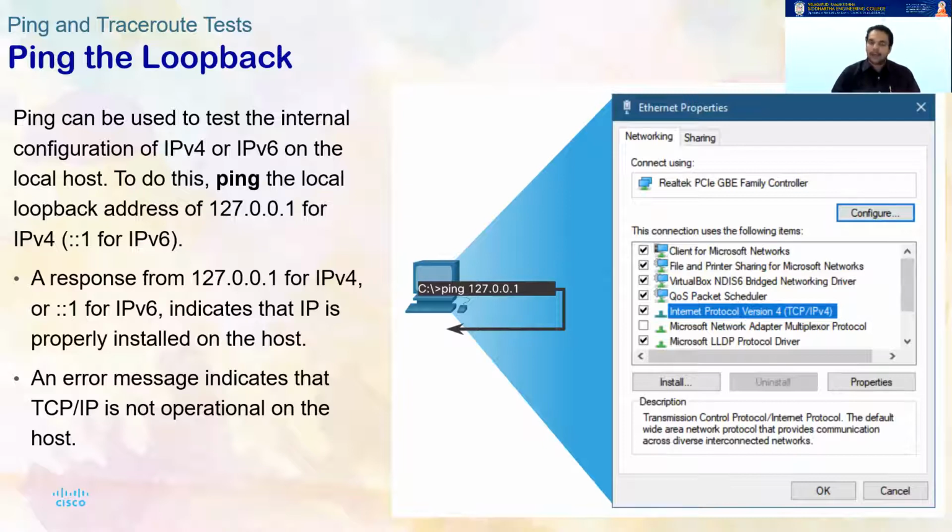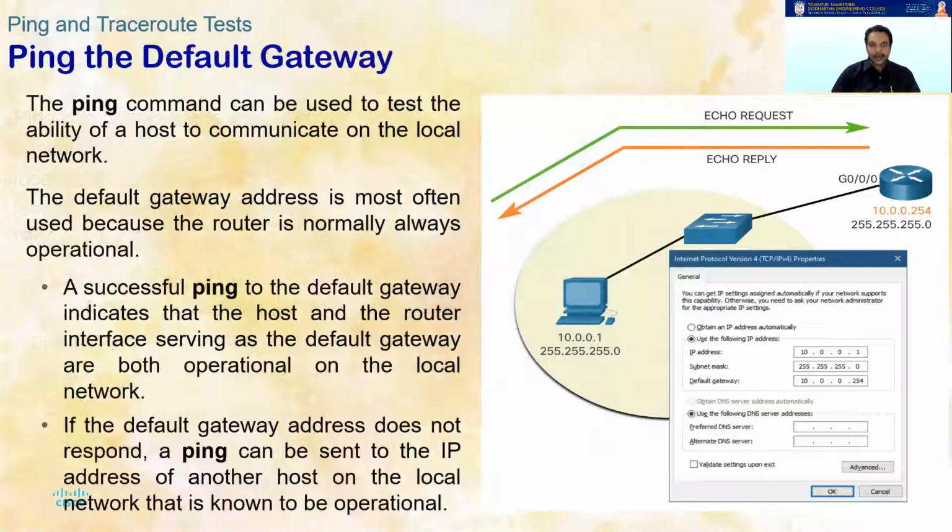We simply type in ping 127.0.0.1. This is the ping to the loopback. The next common practice is to ping the default gateway. All of you are aware that whenever there are multiple hosts connected on a network, if they want to send a message or communicate outside the network, you need a default gateway. Usually, the default gateway is the IP address assigned to the router interface which is directly connected to this network.